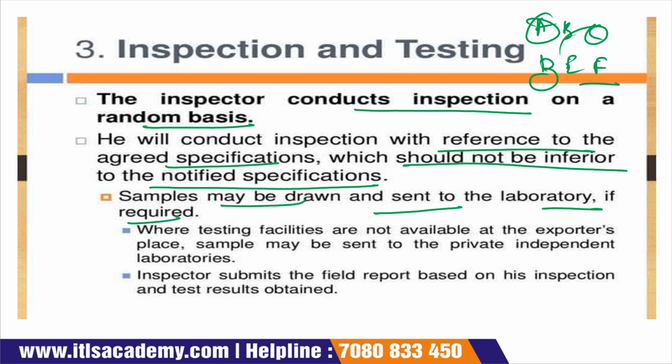Suppose that inspectors are doing the inspection and they have a doubt about some product, then what they do, they take a sample and send it to the laboratory for testing. Where the testing facilities are not available at the exporter's place, sample may be sent to a private independent laboratory. Maybe there is no facility for testing at the exporter's place, so it is the responsibility of the inspector to send the sample for testing to the private independent laboratories.